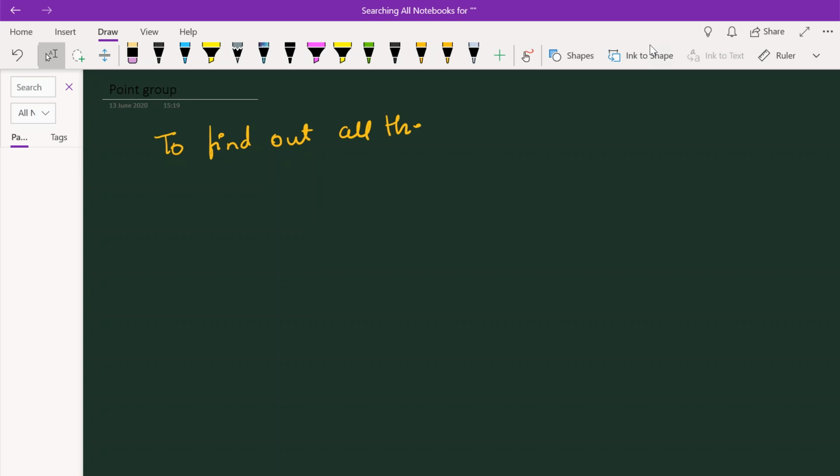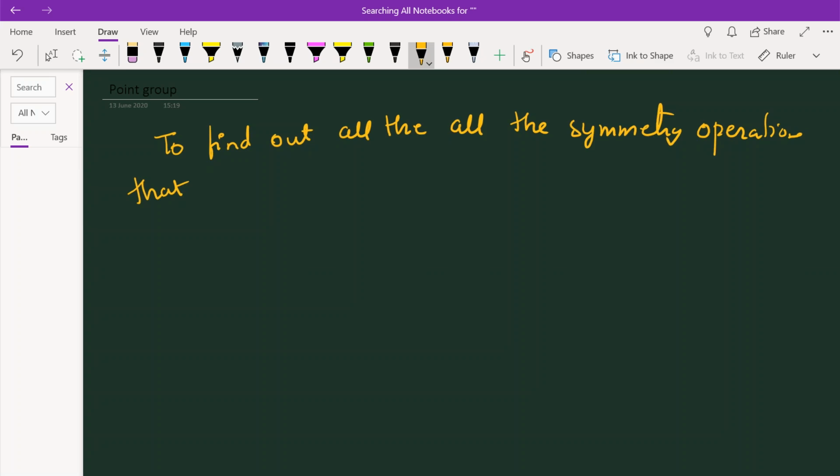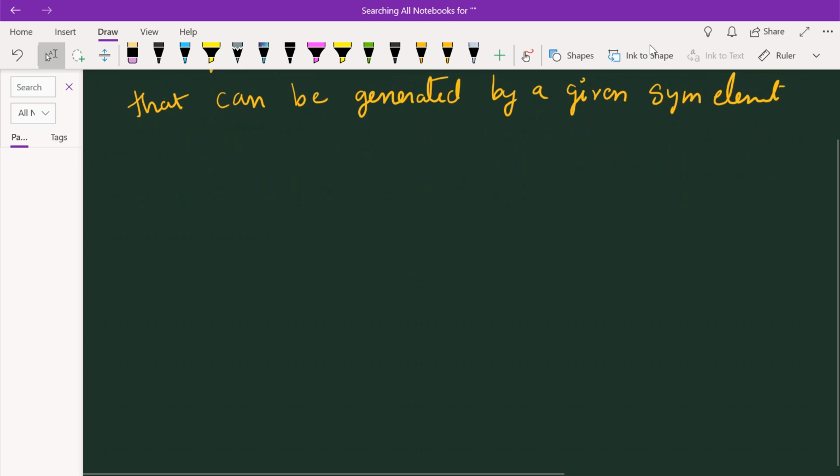All the symmetry operations that can be generated by a given symmetry element. Now, what exactly are symmetry elements?